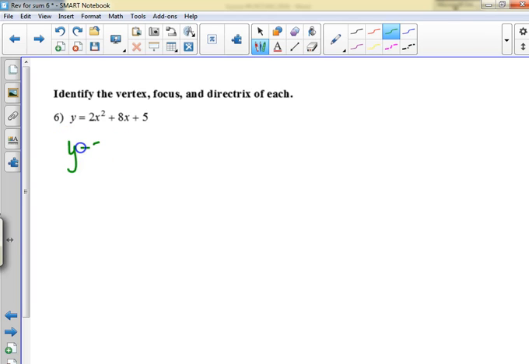Y minus 5 plus blank equals. Now take the 2 out, and what do I have? X squared plus 4x plus blank. Did we not practice this enough yet? I don't know. Completing the square is the hardest for parabolas for most students. Even when we get into ellipses and hyperbolas, they have the most trouble with parabolas.